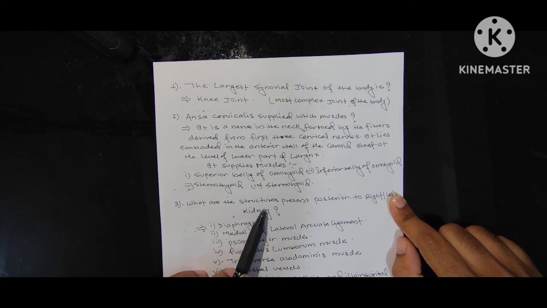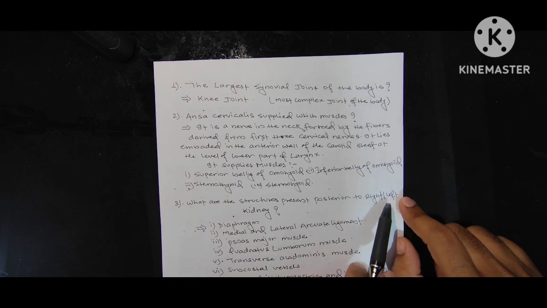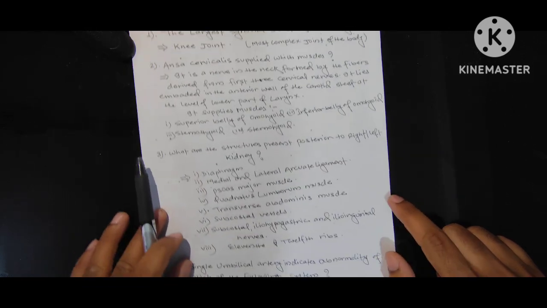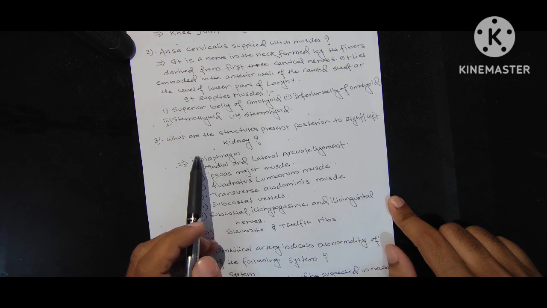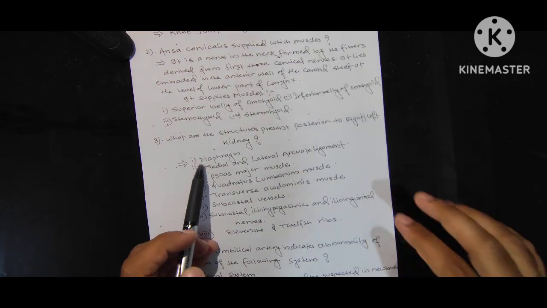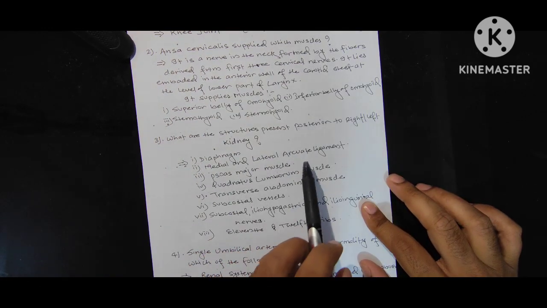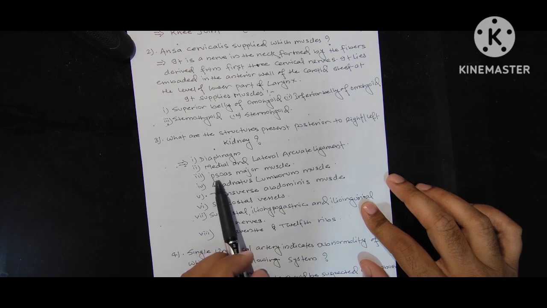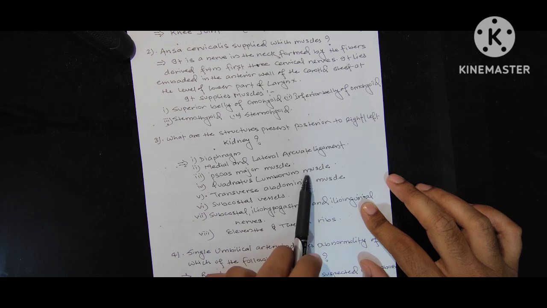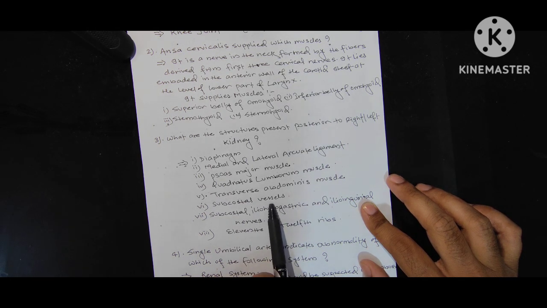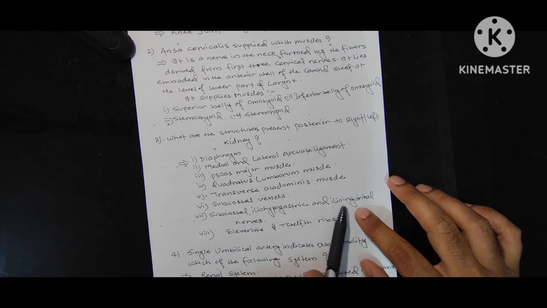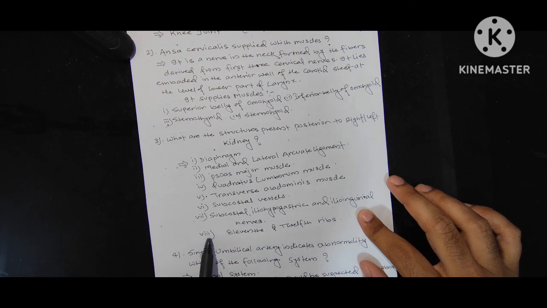Then, what are the structures present posterior to the right and left kidney? The structures present posterior to the right and left kidneys are: the diaphragm, medial and lateral arcuate ligament. Third is psoas major muscle. Fourth is quadratus lumborum muscle. Fifth is transversus abdominis muscle. Sixth is subcostal vessels. Seventh is subcostal, iliohypogastric and ilioinguinal nerves. And the eighth is the 11th and 12th ribs.